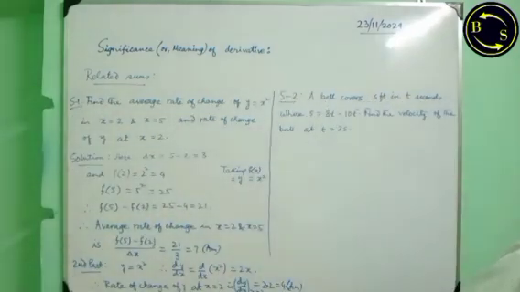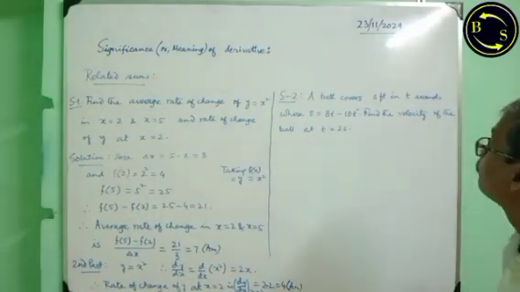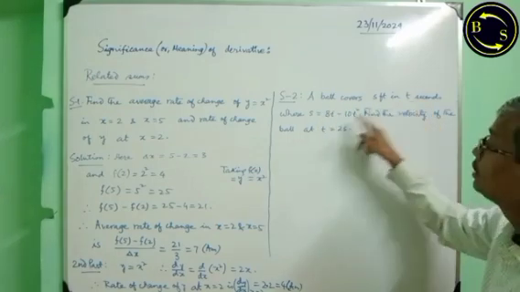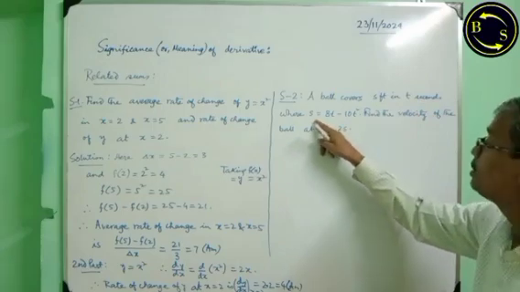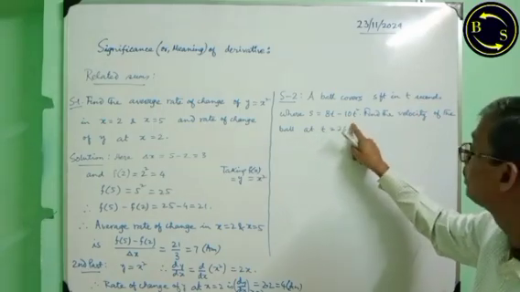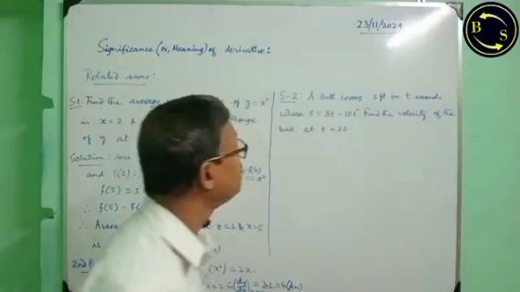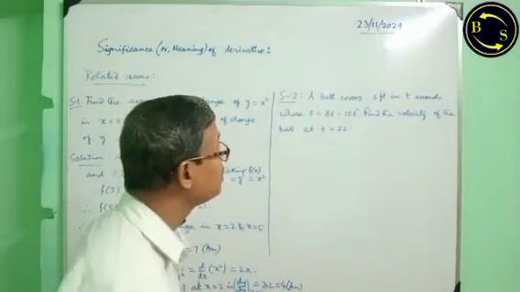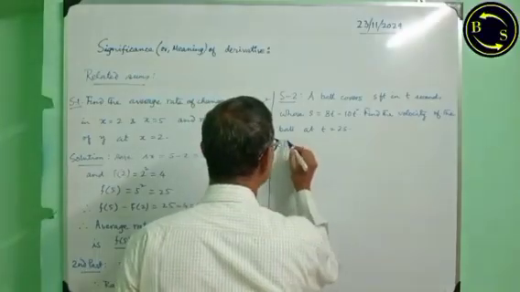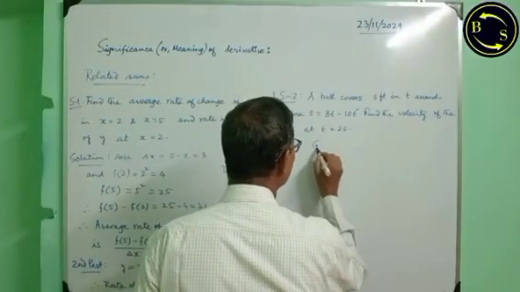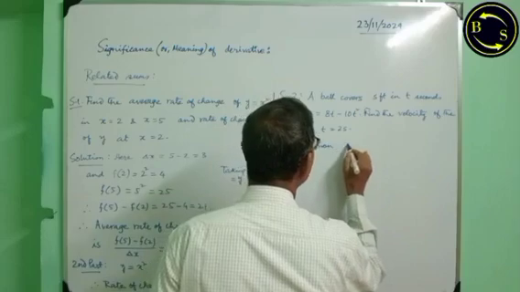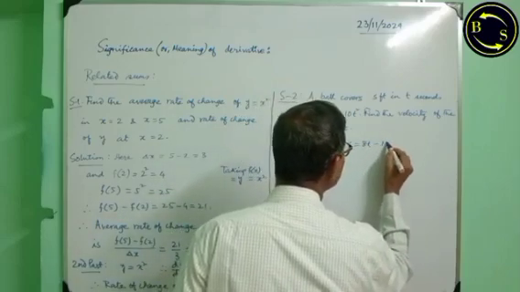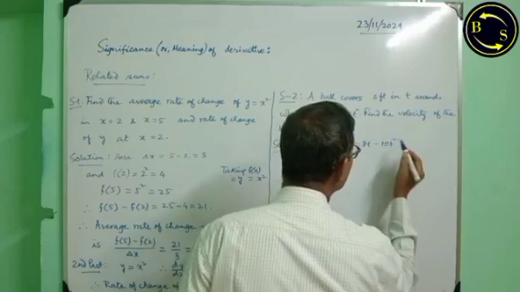Now, I consider this one. A ball covers a distance in t seconds given by this expression, s equal to 80 minus 10t square. We have to find the velocity of the ball at t equal to 2 seconds. Given s is equal to 80 minus 10t square.